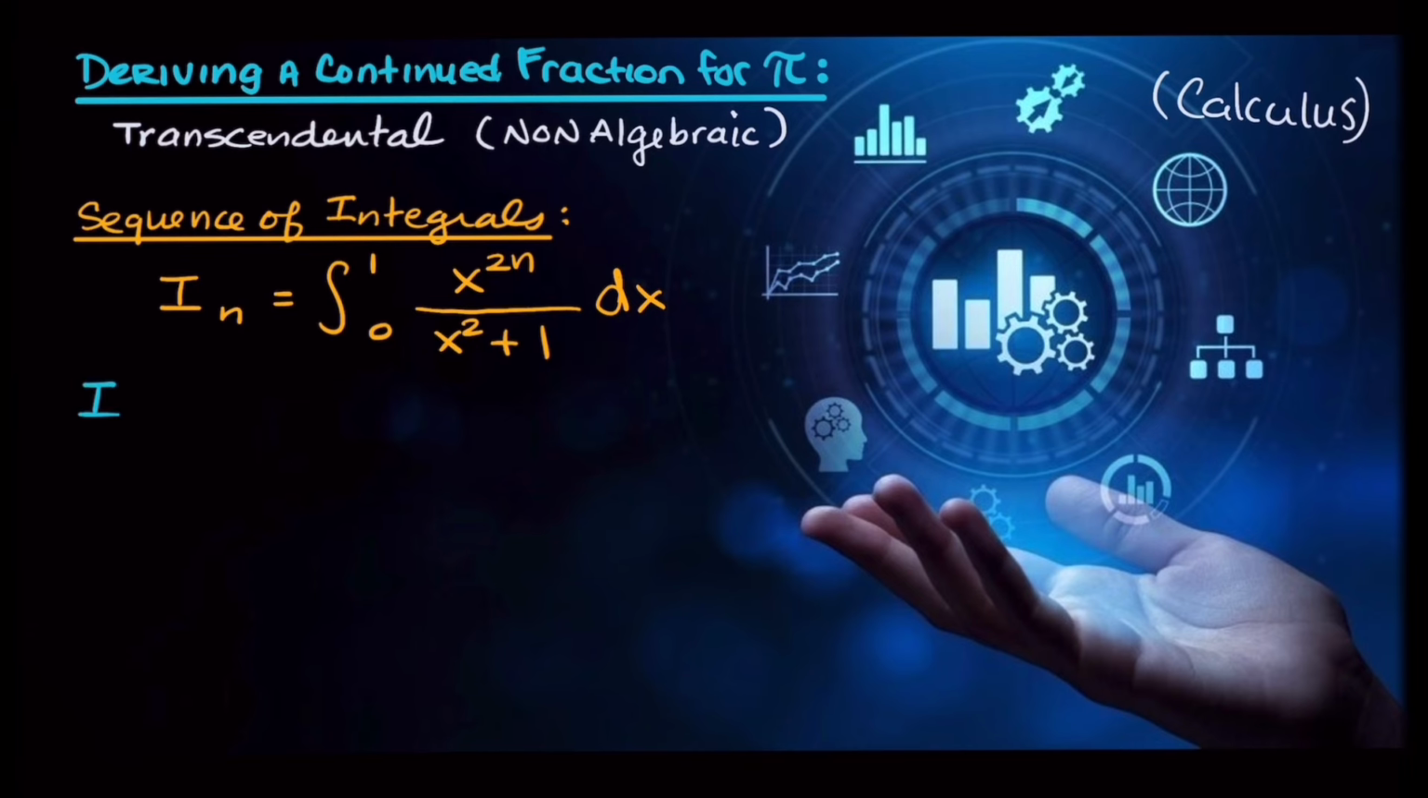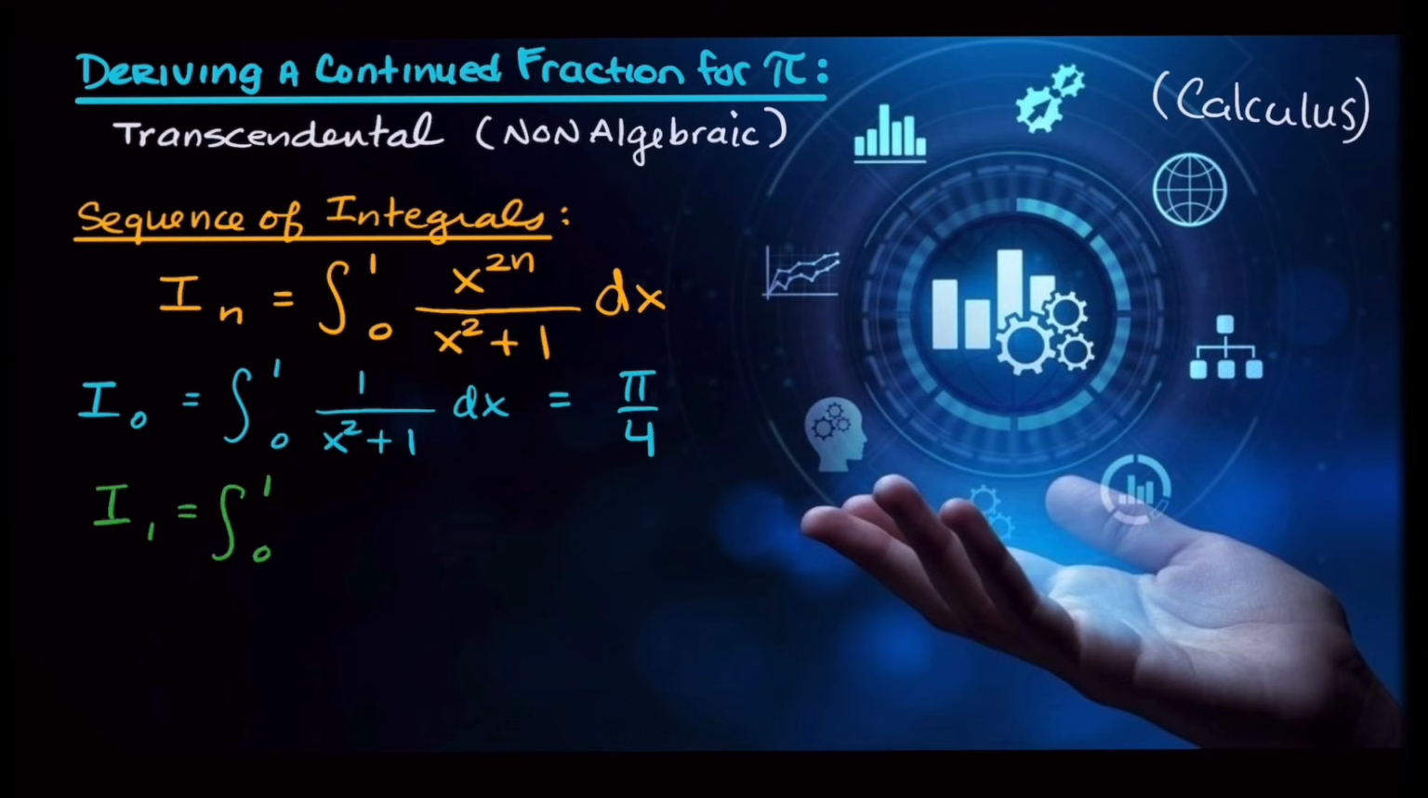Now, when we generate the 0th term of this sequence, it may look familiar to you as the integral of 1 over x squared plus 1, which is pi over 4. And when we generate the next term in this sequence, I1, we get the integral of x squared plus 1.